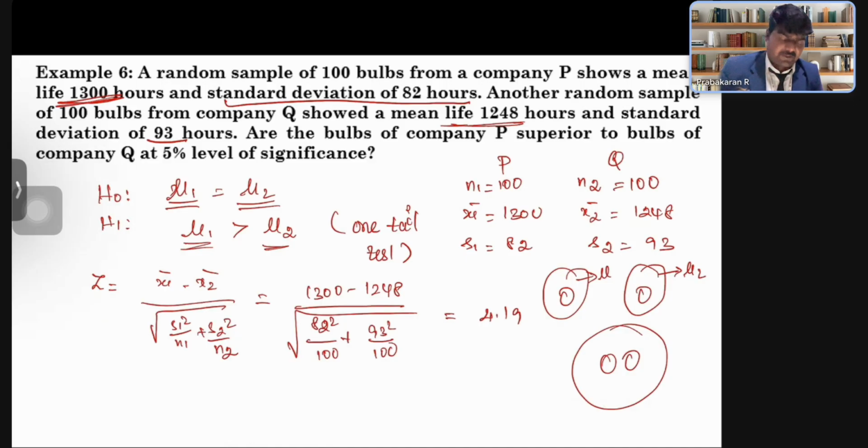Next we can go for finding the table value. They have not mentioned the LOS, the level of significance, so we take 5%. We are comparing whether one is greater than the other, that is, whether P company is superior to Q. That's our ultimate aim. So it is a one tail test.